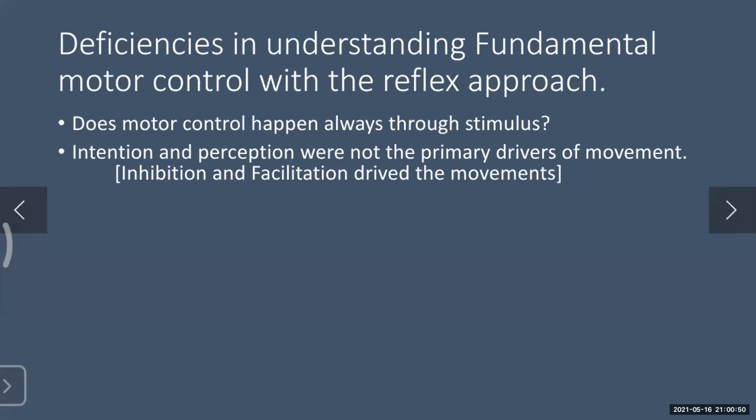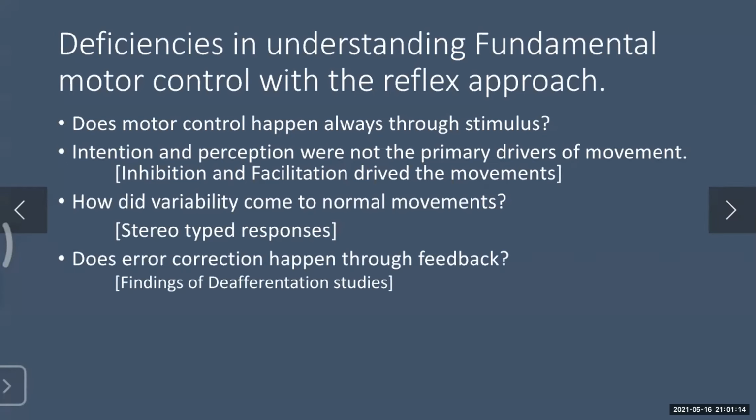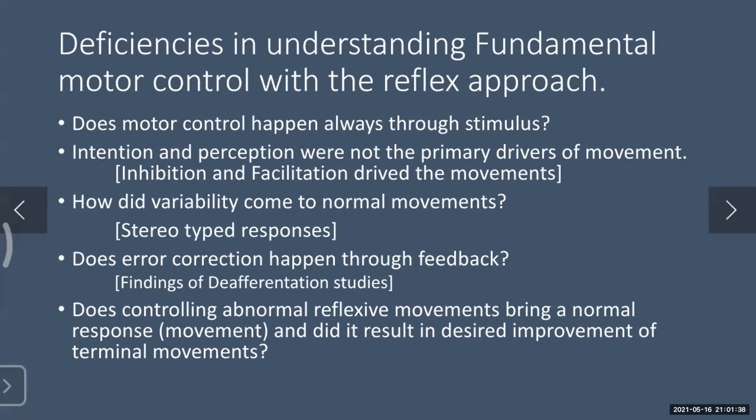And the second one was that intention and perception were not the primary drivers of movement. Rather, inhibition and facilitation drive the movements. I hope we understand that. And thirdly, how did variability come into normal movements? As we know, when we perform a movement in different situations, we bring out that variability. So Shakespeare pointed that out, right? So we had stereotype. Now, does error correction happen through feedback? If it was so, then how do we accept the findings of deafferentation studies, as Vipin said, that when deafferentation has happened, still the movements were performed correctly? So that is another major problem.